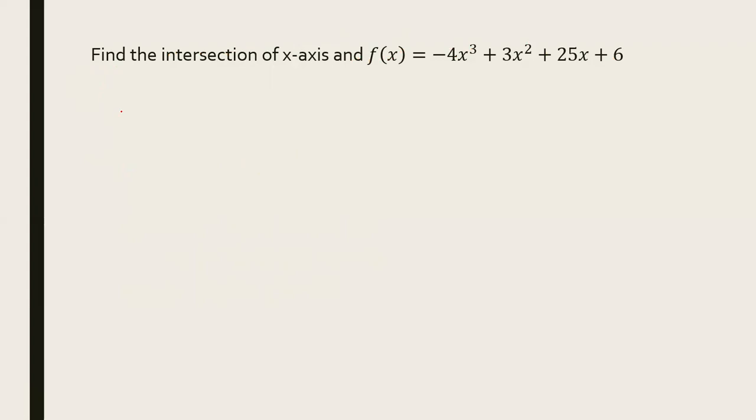Firstly, I will use the Horner method, but with the assumption that 3 is a factor of this function. If 3 is a factor of this function, it means this function is divisible by 3, or the remainder is 0 if you divide by 3, or if you put 3 here, the remainder is 0. Okay.